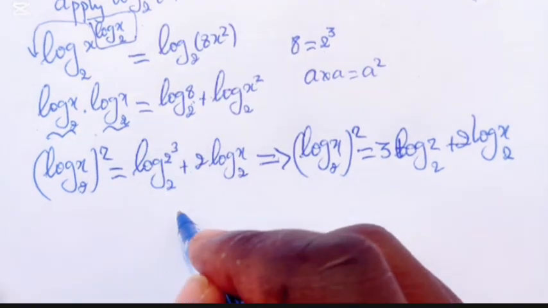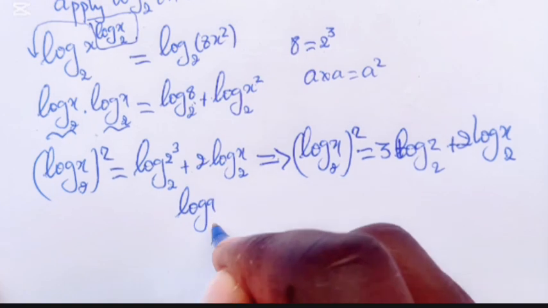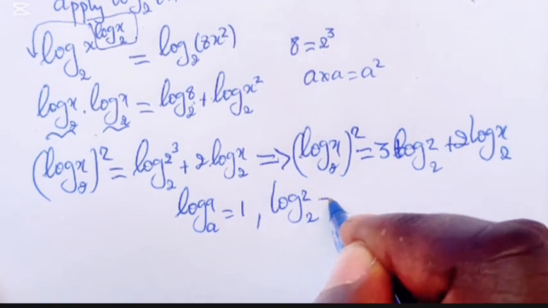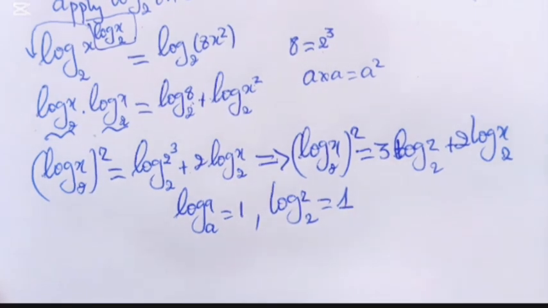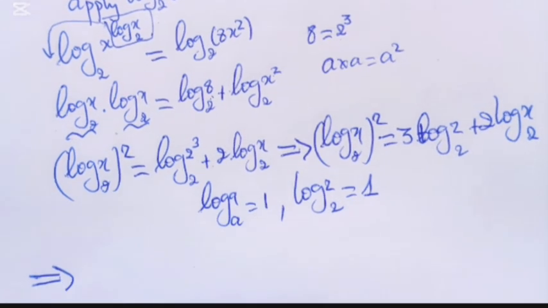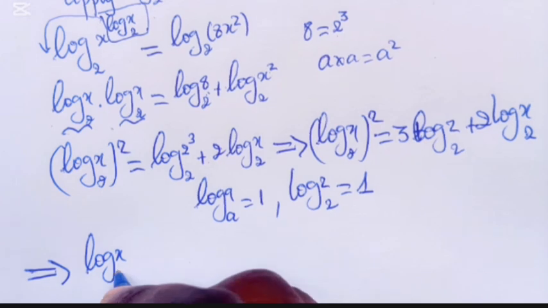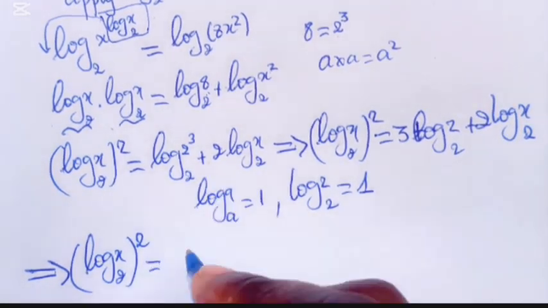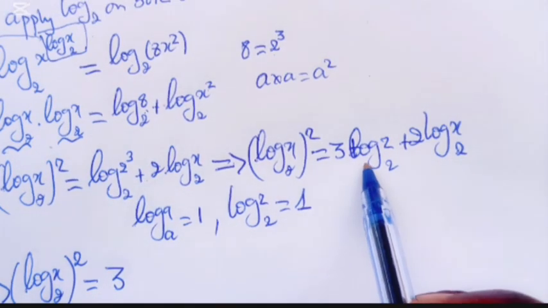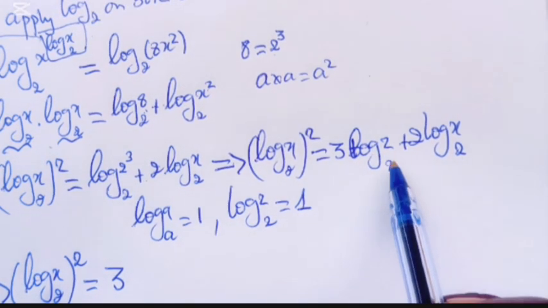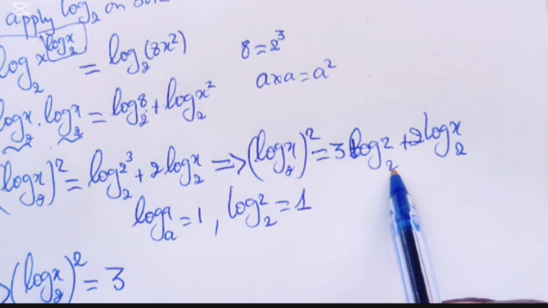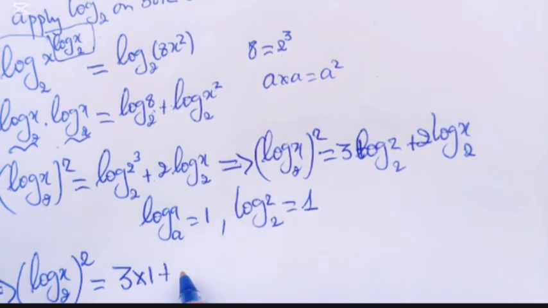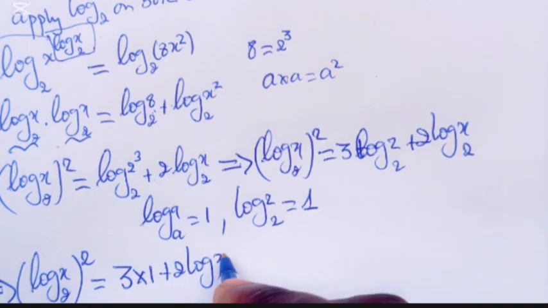We need to know that log a base a is equal to 1. That's why log 2 base 2 is equal to 1. What do we have now? We have log x base 2 all to the power of 2, which is equal to 3, as you see here, because here we have log 2 base 2. They have the same base, so this is going to be 1. We need to multiply 1 plus 2 log x base 2.